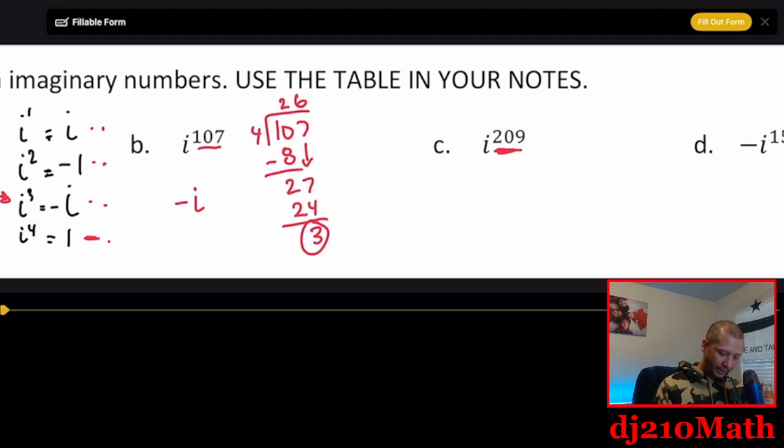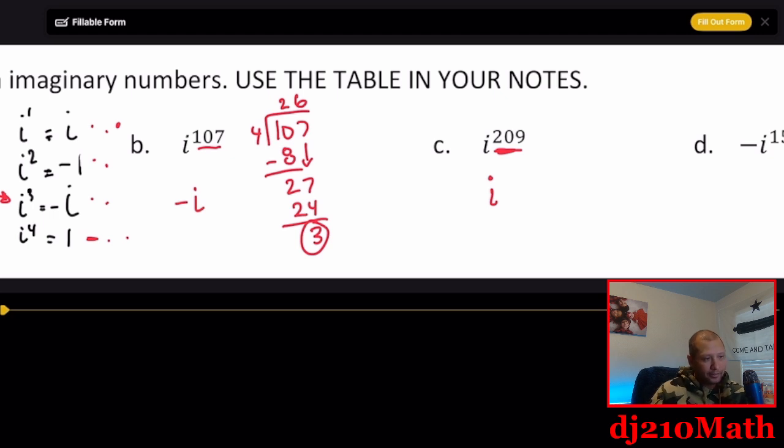Let's try that again. Again, 200 is definitely divisible by 4. So we know that i to the 200th power is going to be down here, i to the 4th, right? This is i to the 200. So 201, 2, 3, 4, 5, 6, 7, 8, 9. Back at the top. So i.